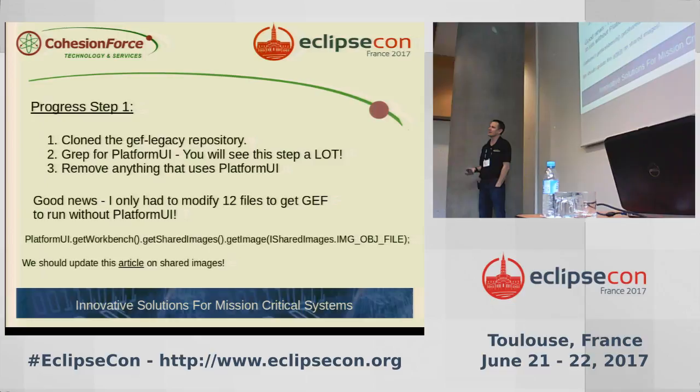If you pull the slides later, this link to the article is from 2001. That was one of the first things that pops up when you Google Eclipse shared images. So obviously we do things a little differently now. But stringing together that many function calls without ever assuming something could be null, please don't do that. So we got GEF to work.